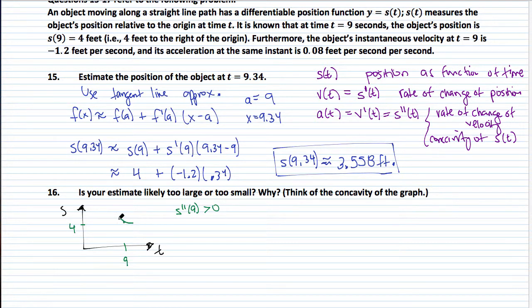Now, my tangent line approximation is going to be tangent to this. So at 9.34, I'm going to have a value that is lower than my original function itself. So, is my estimate going to be too large or too small? Well, since this right here is my approximation, and it's below the actual function s of t, that means that my approximation is going to be too small. Why? Because my function s of t is concave up and decreasing near t equals 9.